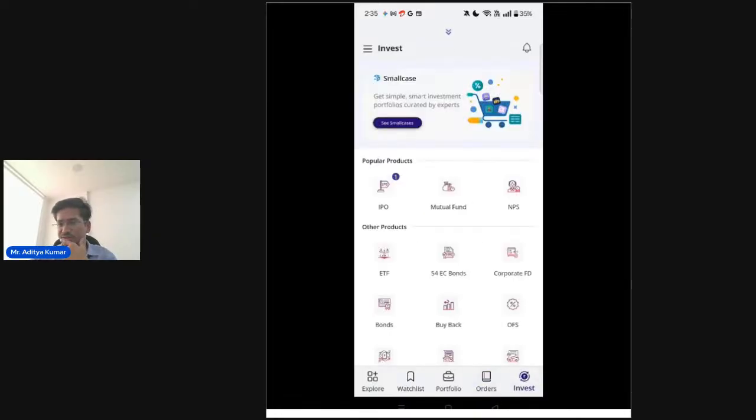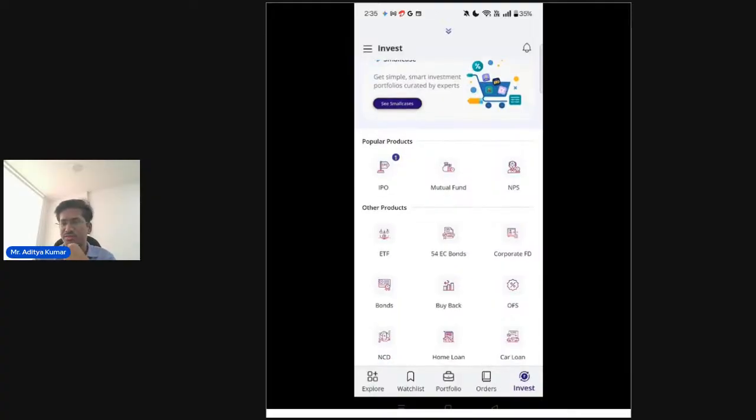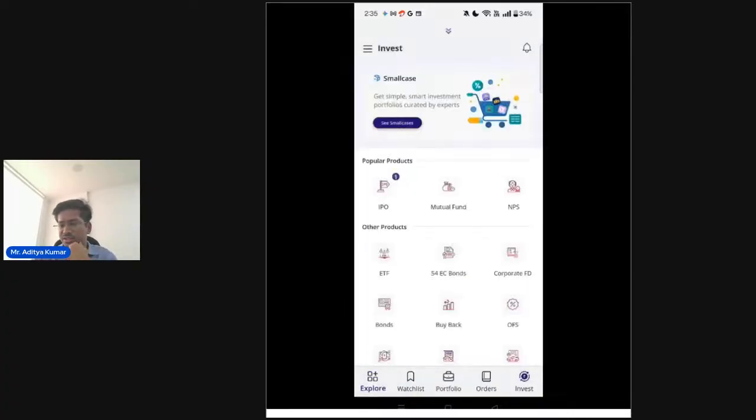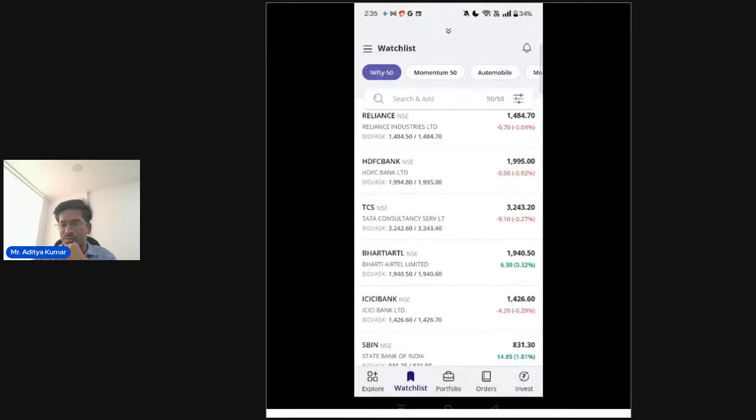After that, there is the invest section. This is quick access to the products that we are offering, such as IPOs, mutual funds, bonds, NPS, and more. It's where you can find and start investing. I will be discussing this section in more detail further on. So let's first start with the watchlist section. This is where you keep all your tabs on the stocks you are interested in.